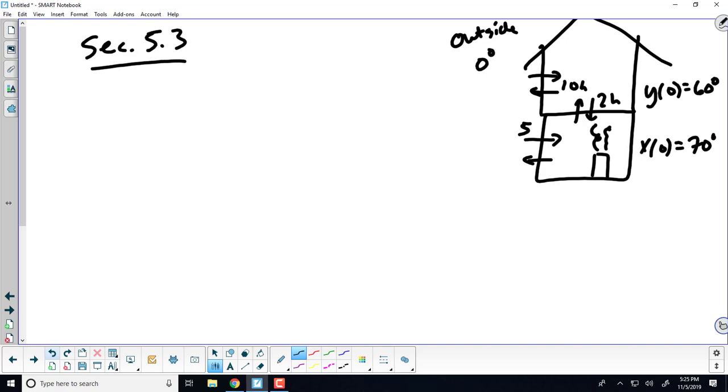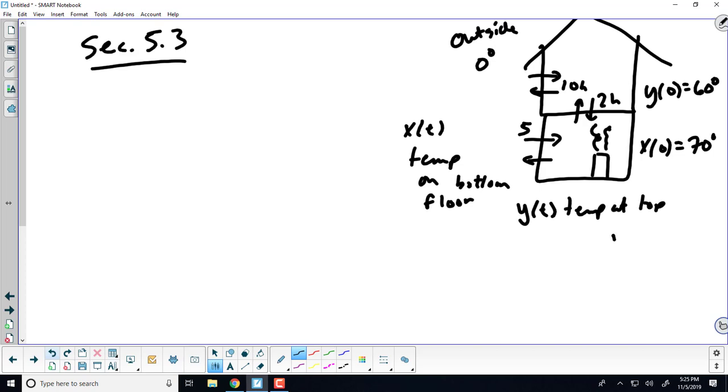Okay. So one thing we might want to come up with is an equation x of t, which would give the current temperature at the bottom floor, and then y of t, which gives the temperature at the top floor. So there's a nice, interesting system of differential equations. Okay? So we're in the process of developing the tools to solve this system.